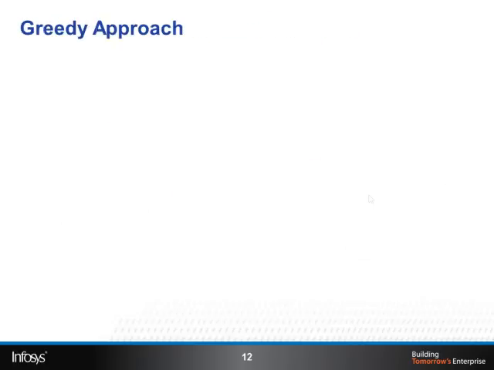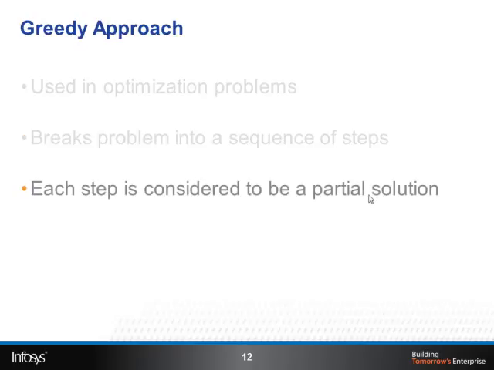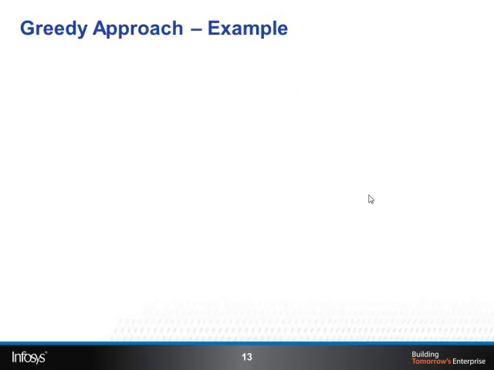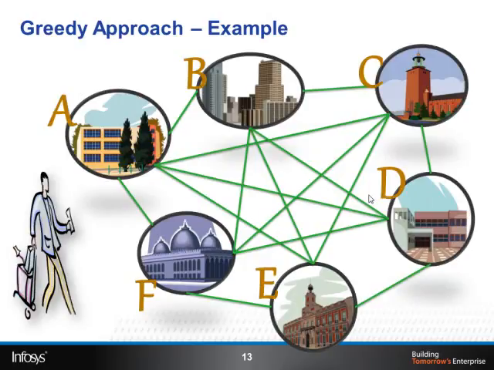The greedy approach is used in optimization problems. Here, we break the problem into different steps. Solving each step results in a partial solution. These partial solutions can be extended progressively to obtain the complete solution. A classic example of this is the traveling salesman problem. The problem here is to find out the shortest possible route by which the salesman can travel to all the cities A to F, such that he does not visit a city more than once.